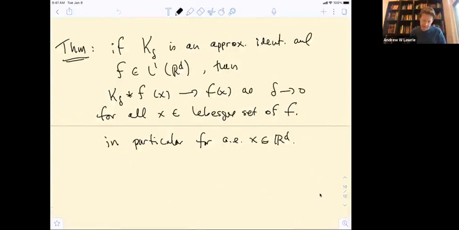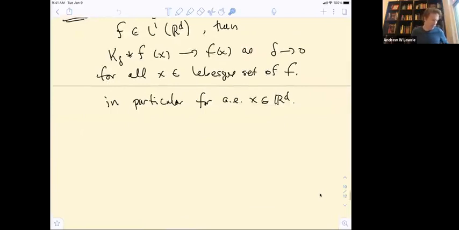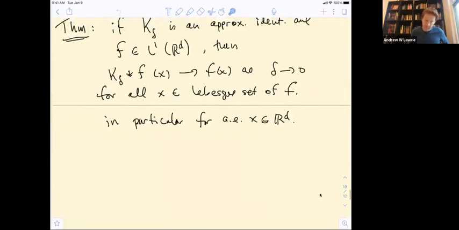Let's complete the proof. So if k delta is an approximate identity and f is an L1 function, then k delta convolved with f converges to f as delta goes to 0 for every x in the Lebesgue set of f. In particular, since almost every x in Rd is in the Lebesgue set of a given L1 function, this holds for almost every x in Rd. So we have pointwise almost everywhere convergence of the convolution with an approximate identity.